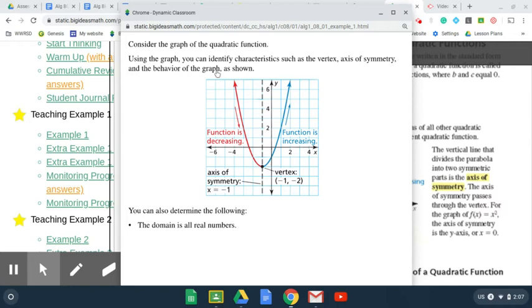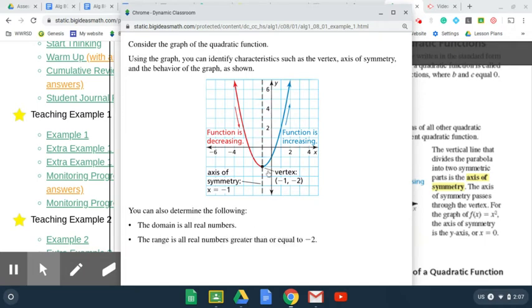We can also determine the domain. The domain of this function is all real numbers. Because of the arrows going to the left and to the right, that means that any number can be an x in this function. So any number is all real numbers for our domain. Remember, the domain is all the x's. The range is all the y's.